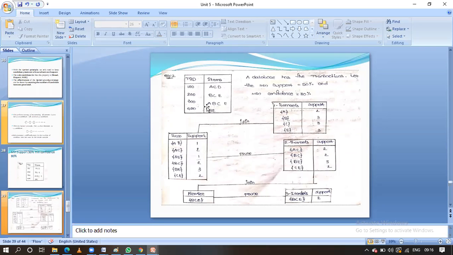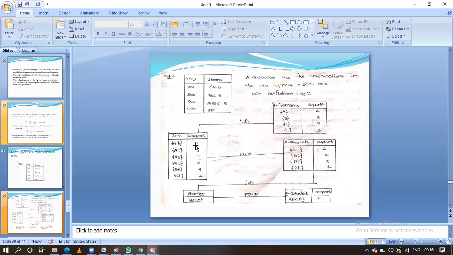And next one is BE. B here, B here, B here. How many times? 3 times. Likewise CE, how many times is it repeated? 2 times. From this one, we have to get the 2 item set. For that, we have to write down the combinations, guys. Here we have to compare with the minimum support value. That is 50%, which means the minimum support value is 2.